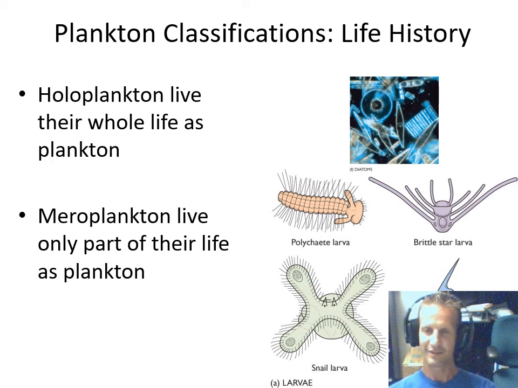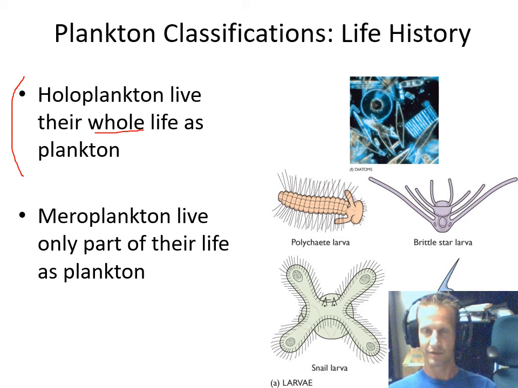Another way that we can classify plankton is based on their lifestyle. So not just what they eat, but kind of how they live and what they are when they're born versus what they are when they're adults. And the two big classifications here are holoplankton, which live their whole life as plankton, and that's sort of how I remember the word holoplankton. They're plankton for their whole life. So the babies are plankton and the grown-ups are still plankton.